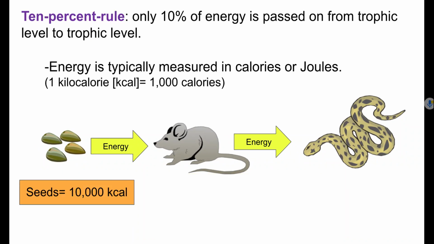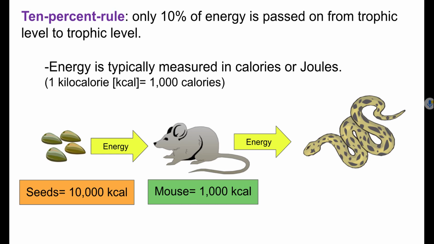And this leads to what we call the 10% rule. Only 10% of the energy is passed on from trophic level to trophic level. Energy is typically measured in calories or joules. 1 kilocalorie is equal to 1,000 calories. So, say the seeds have 10,000 kilocalories. The mouse will get only 10% of that amount when it eats the seeds. 10% of 10,000 is 1,000.